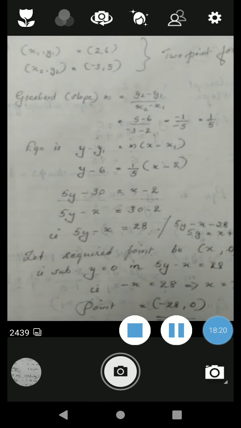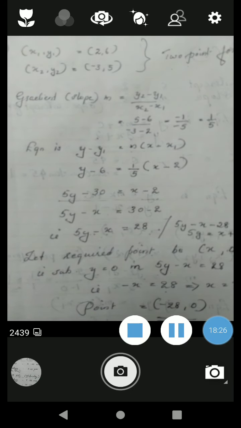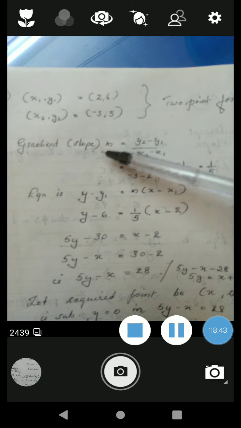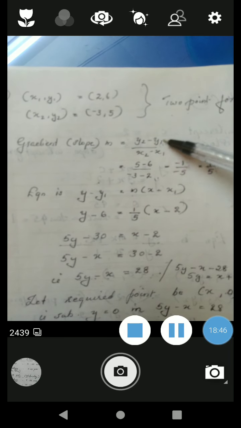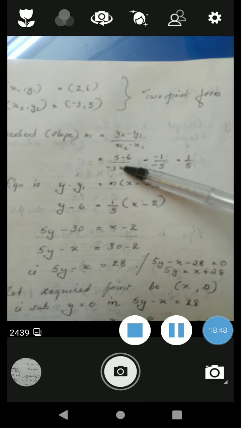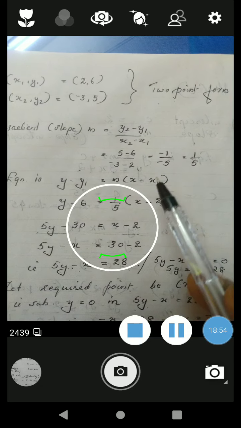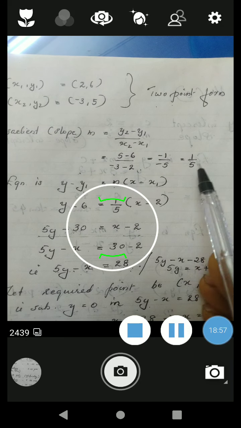Okay, now question number 6. The coordinates of 2 points P and Q are 2, 6 and minus 3, 5 respectively. Find the gradient of PQ, the equation of PQ, and the coordinates of the point where PQ intersects the x-axis. Gradient of PQ. Gradient means slope itself. Here you can see 2 points x1, y1 and x2, y2. First you can find slope, y2 minus y1 by x2 minus x1. Substitute values. You will get 5 minus 6 by minus 3 minus 2, which is equal to 1 by 5.